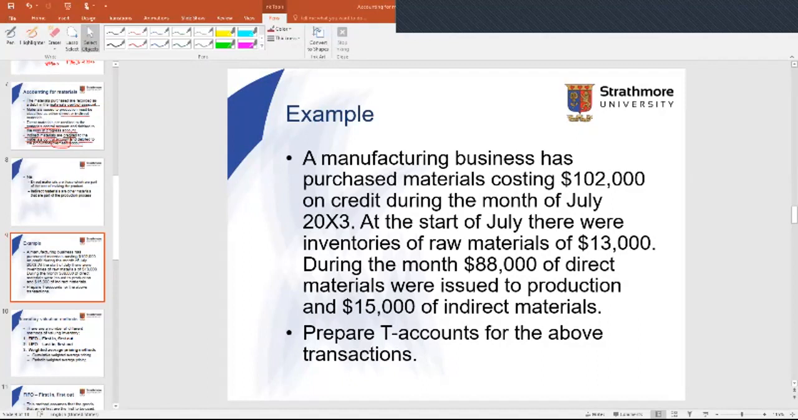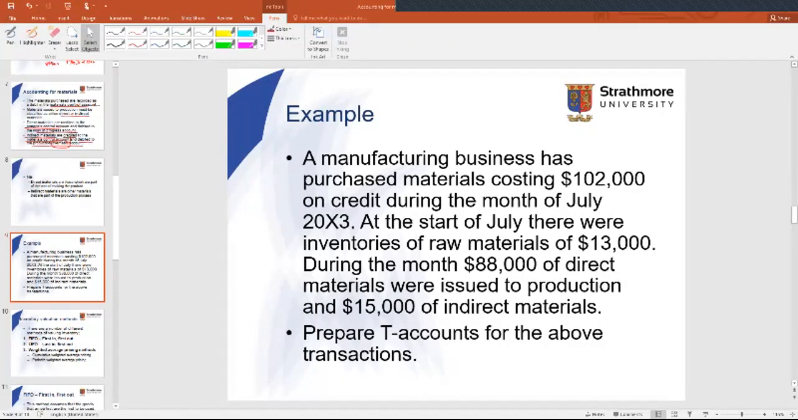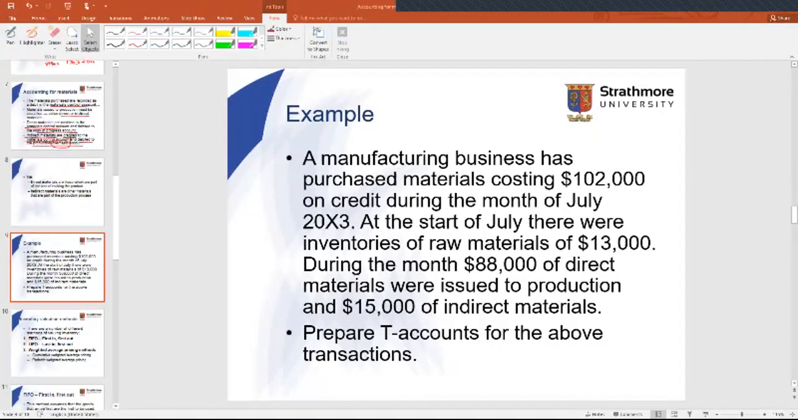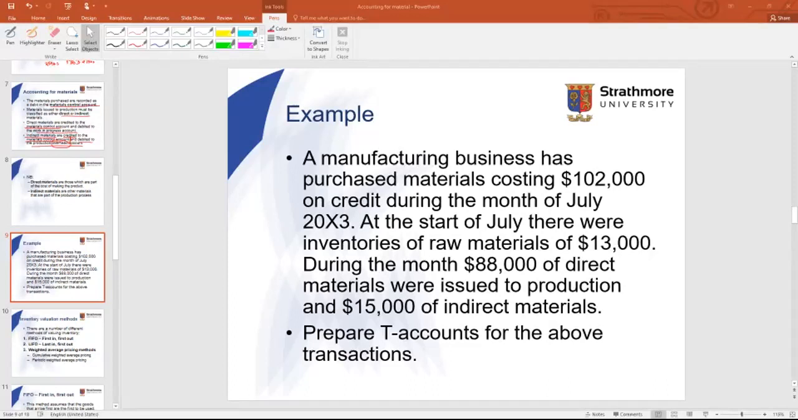Welcome to our class. In the morning we introduced accounting for material. The key takeaway there was that you have to be quite careful with the distinction of the material: whether the material cost is a direct material cost or an indirect material cost. So care has to be taken from that angle.